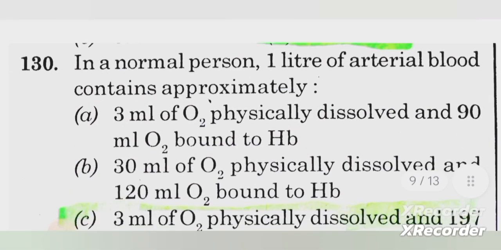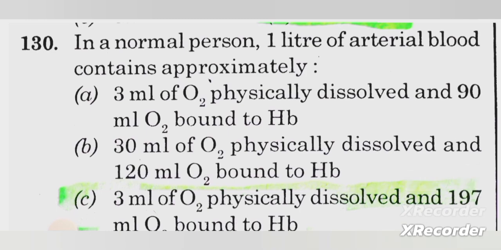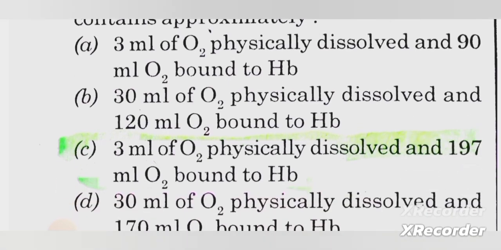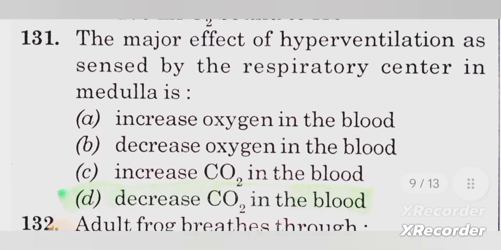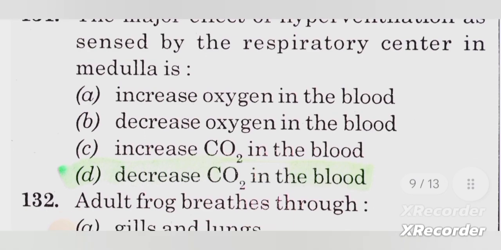In a normal person, 1 liter of arterial blood contains approximately answer C: 3 ml of O2 physically dissolved and 197 ml O2 bonded to Hb. Next, 131. The major effect of hyperventilation as sensed by the respiratory center in the medulla is answer D: decrease the CO2 in the blood.